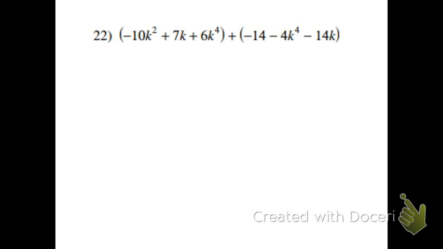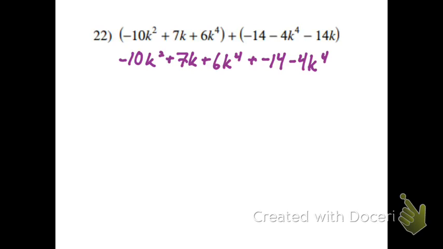Now it's an addition problem, so all we have to do is rewrite it. Negative 10k squared plus 7k plus 6k to the 4th. And this is going to be plus negative 14 minus 4k to the 4th minus 14k. Now, I did put the plus before the minus here, but you just combine like terms anyway. There's no big deal. No problem with that. So I have my fourths here and fourth there, fourth powers. So they combine to positive 2k to the 4th.